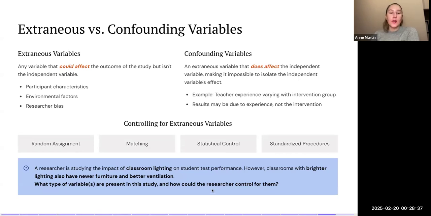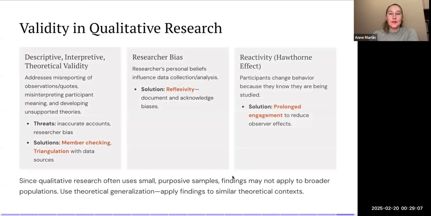So for instance, if a researcher is studying the impact of classroom lighting on test performance, but the classes that have better lighting also have better furniture and better ventilation, you can see how there might be a threat. The better furniture and ventilation might be extraneous variables that could potentially impact the student test performance. And so how could they maybe control for that?